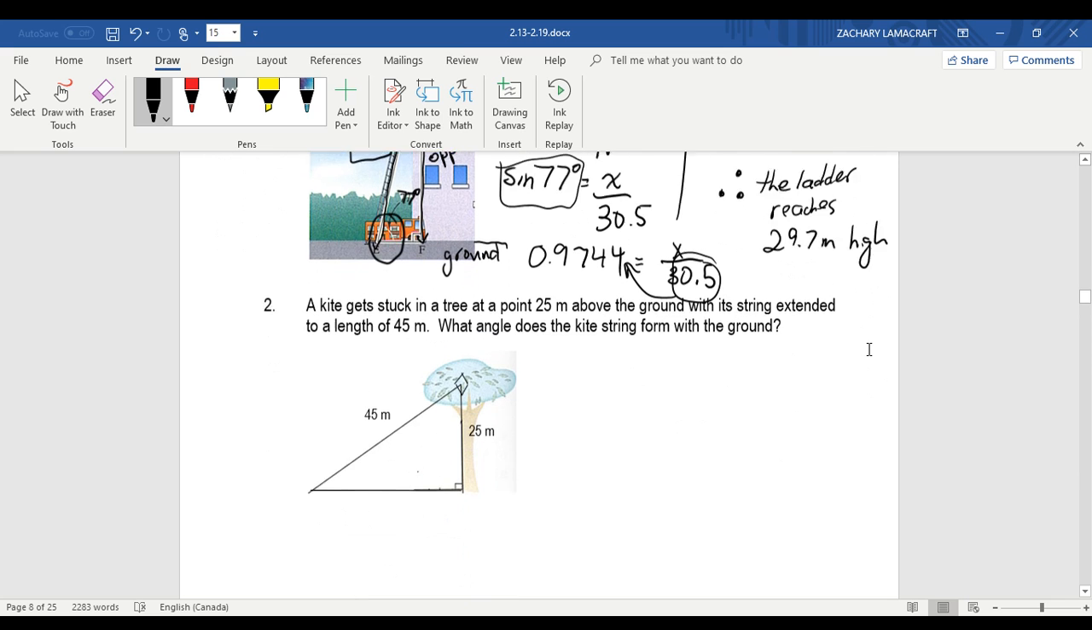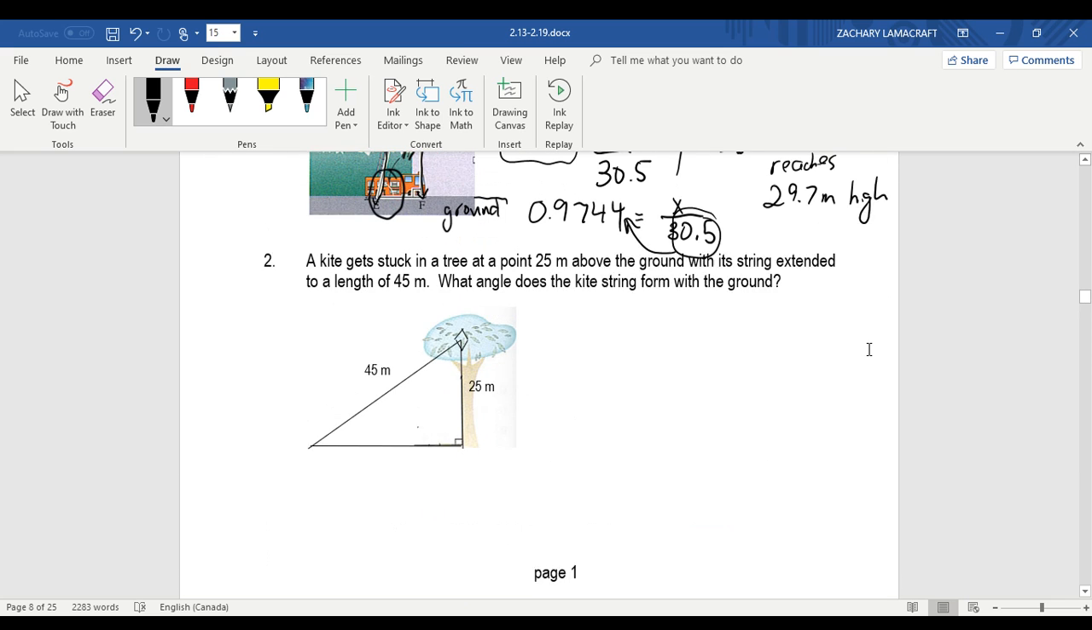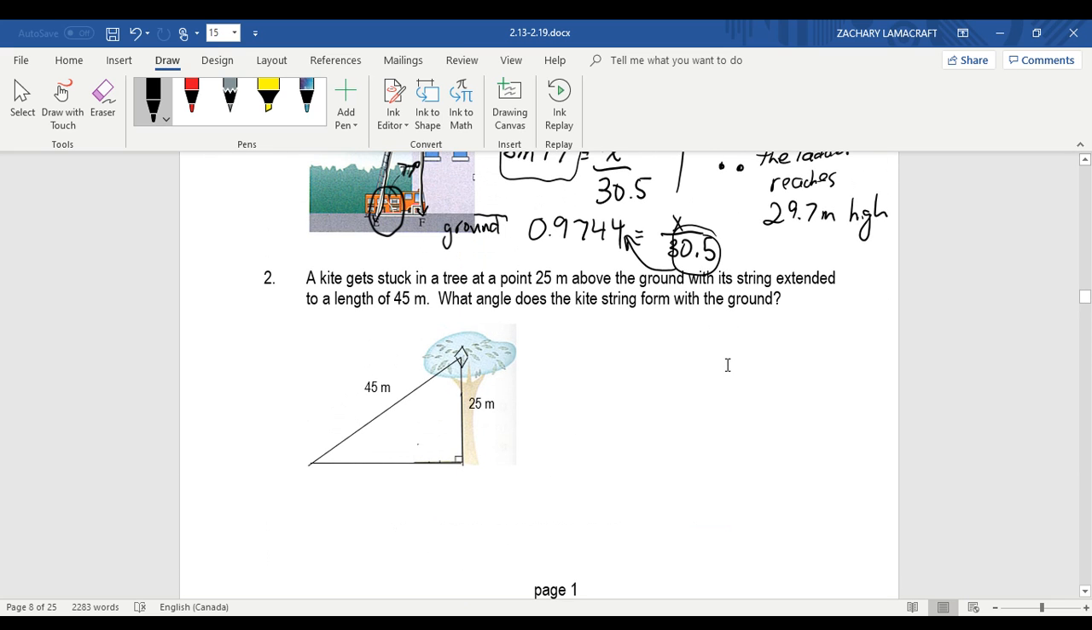Awesome. All right, second question here, and then we'll let you go to your assigned work. So it says a kite gets stuck in a tree at a point of 25 meters above ground, with its string extended to a length of 45 meters. Okay, and it says, what angle does the kite string form with the ground?